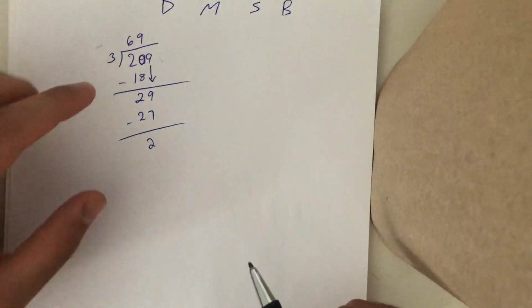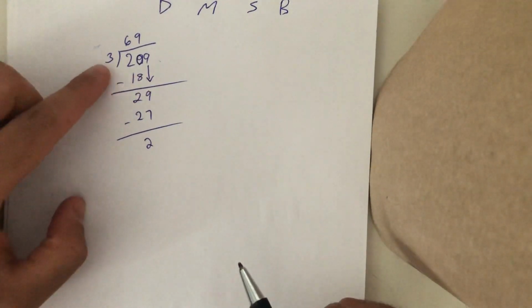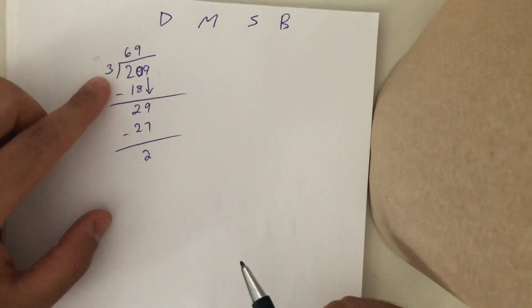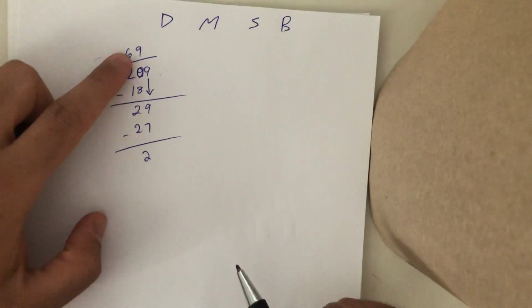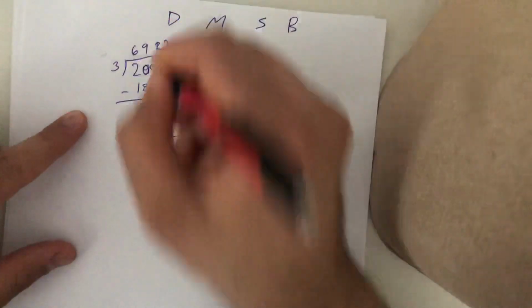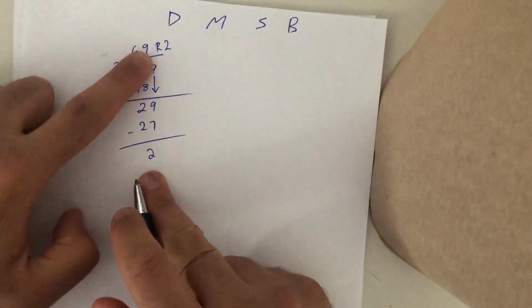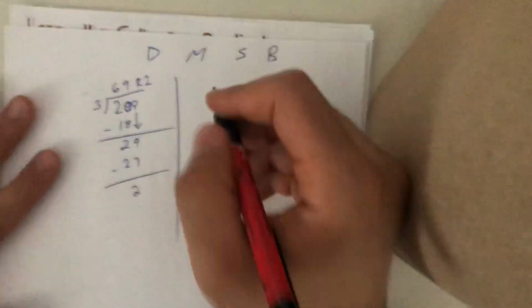So the answer is, so what is 209 divided by 3 equal to? It is equal to 69 remainder 2. Or you could just write R2 up top. Okay, I'll give you another example.